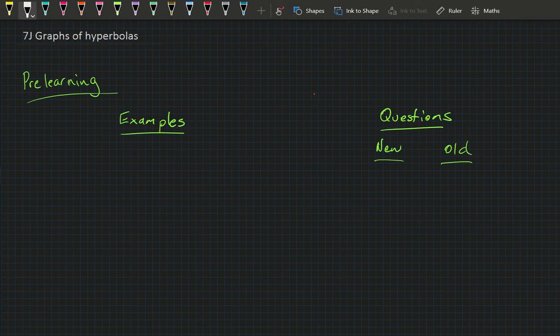Hi class, welcome to exercise 7J, graphs of hyperbolas. I just want to make a note that this is exercise 7K in the old book.